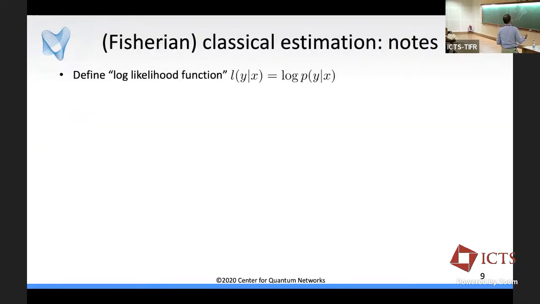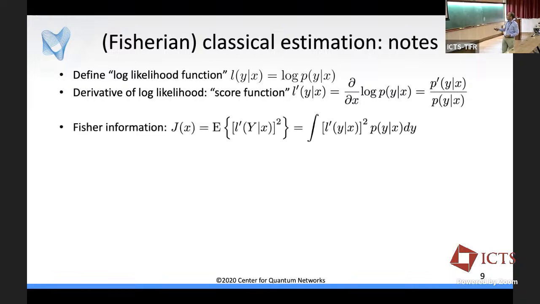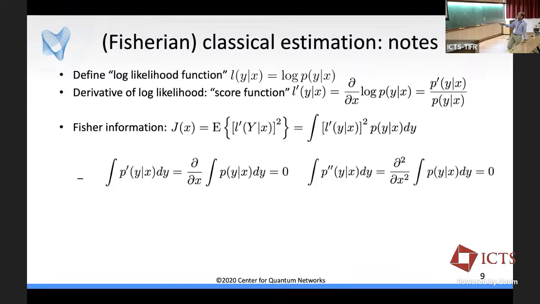As I said, we'll define this log likelihood function L of Y, and statisticians like to call the derivative of that the score function. So the score function is, you know, really, if this function is small, it means that that value of Y is not as sensitive to changes in X. Let's massage this equation a little bit more. As I defined the Fisher information as the average value of this L prime operator in my previous slide, right? So this is my definition of the Fisher information.